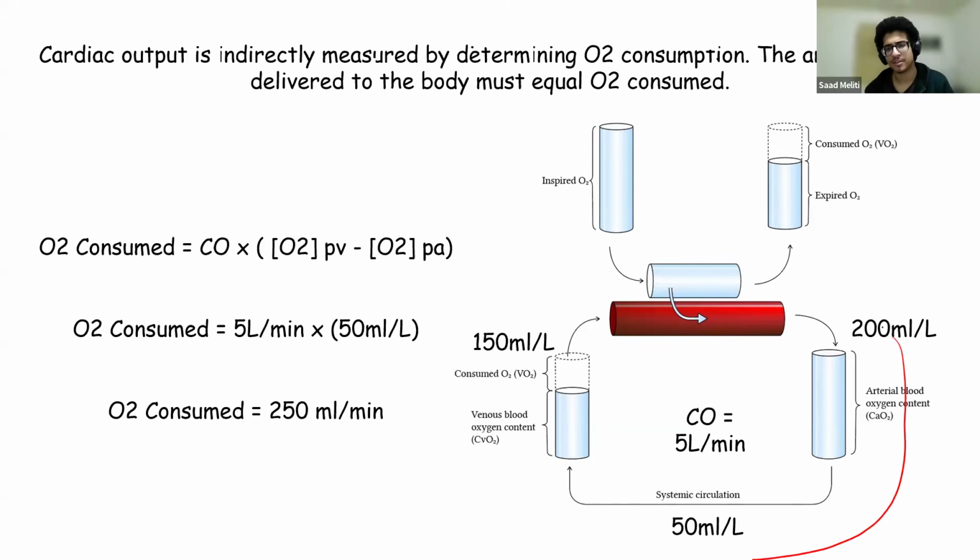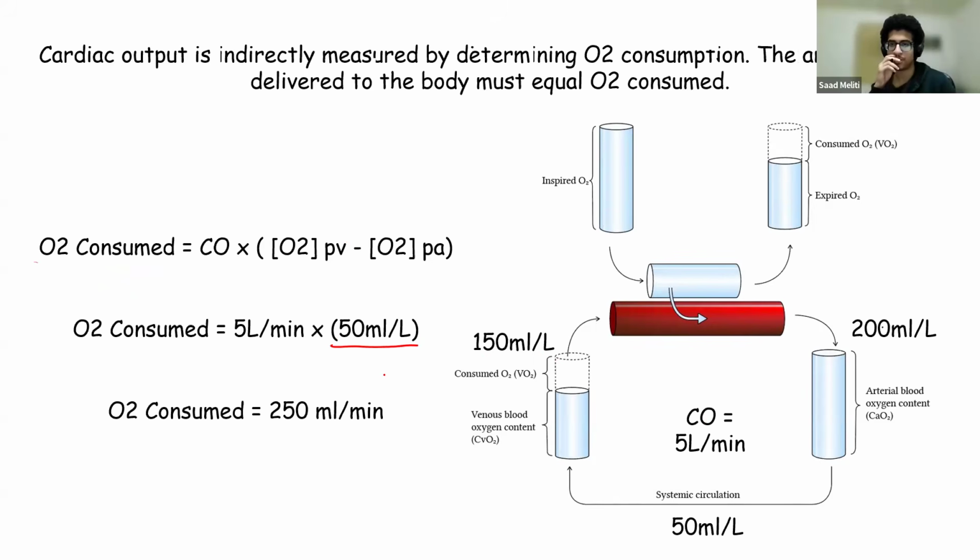So if we take the difference, look at this. This blood goes all the way through the system, and once it gets to the end of the system, it drops down to 150. So the difference between the two is 50 milliliters per liter. Actually, if we rearrange the equation, the original equation looked like this. This is just to make the equation make sense to you guys. The actual equation was the amount of oxygen consumed is equal to the cardiac output times the difference between these two values. Like I said before, the difference is 50 milliliters per liter.